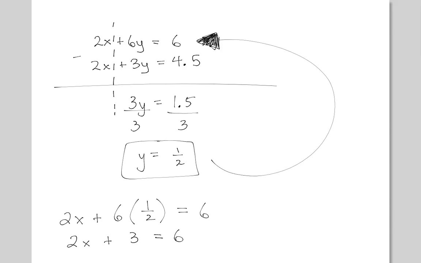How did I get this 3 down here? Half of 6. 6 times 1/2 is 3. Half of 6. Now you isolate the term involving x. You get 2x is 3. Divide by 2. x is 3/2.